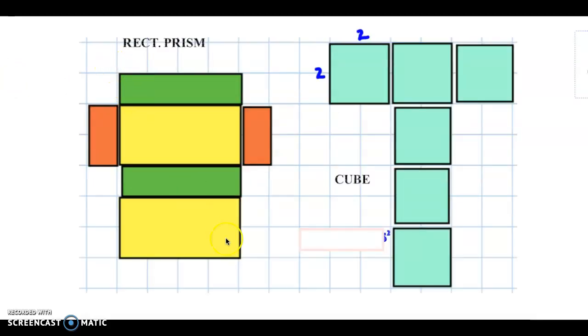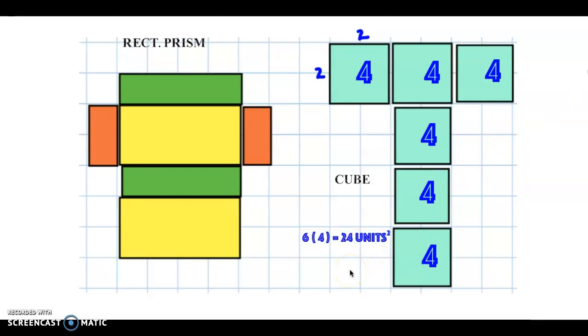So we're not going to do any rectangular prisms right now, but I think you could see it's the same idea. You find the area of each face and add it together. So here is our cube, and it is 2 by 2 on each face. So we can see that the area is 4 units squared, 4, 4, and since there are 6 faces, we can easily see that the total surface area is 6 times 4, or 24 units squared.